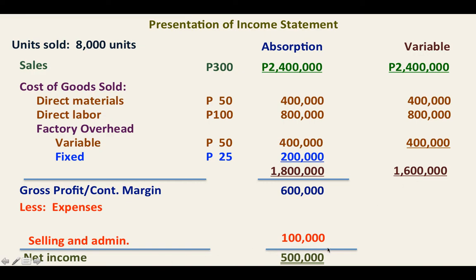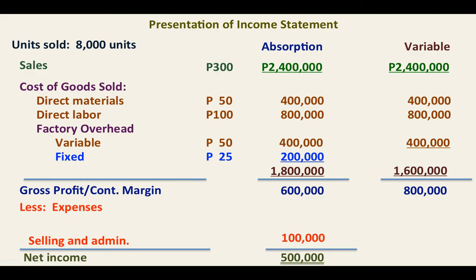Okay. Class, yung walang ibinigay na selling and admin na variable. If you will take note, itong 100,000 are presented as fixed cost. Okay? Kung meron, ilalagay natin siya doon. But at this situation, wala namang binigay. But though it will not be part of product cost, but still a period cost. But the presentation will be part of all the variable cost. Okay, so 2.4 million minus 1.6 million, you will have 800,000.